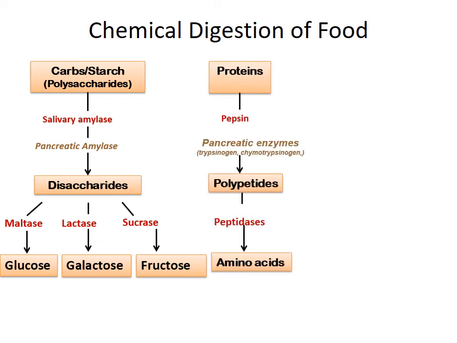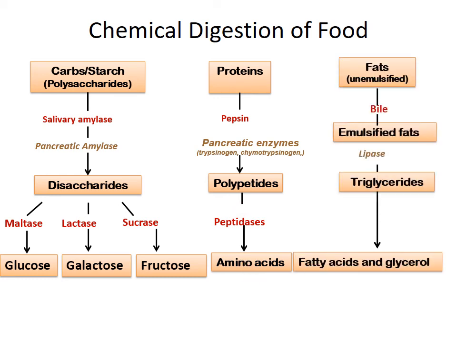Whereas proteins will be acted upon by pepsin in the stomach, and there are pancreatic enzymes from the pancreas, trypsinogen and chymotrypsinogen, which will cleave the proteins into peptides. Polypeptides will be acted upon by peptidases. They are the enzymes which will act on the polypeptides to break them down into amino acids.